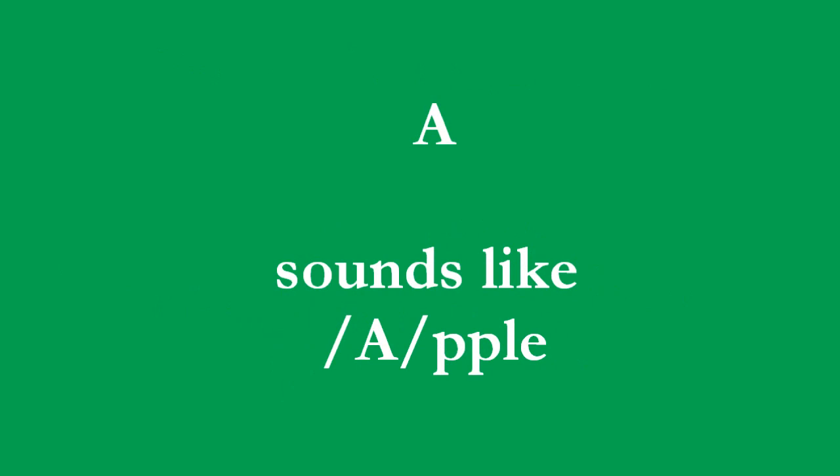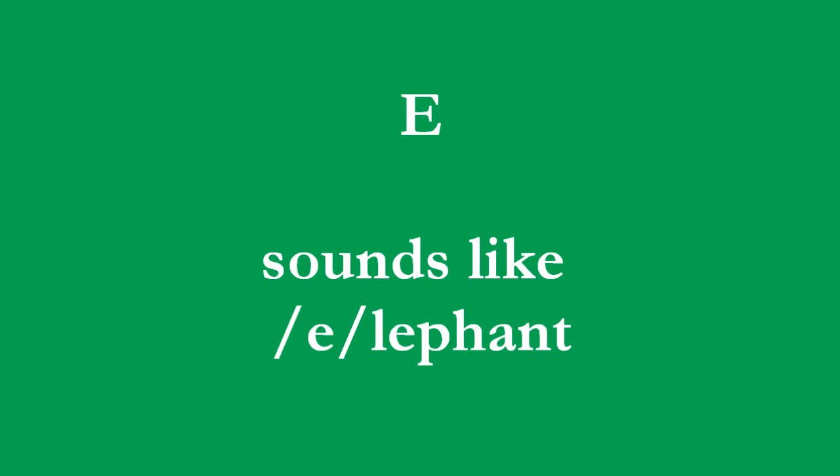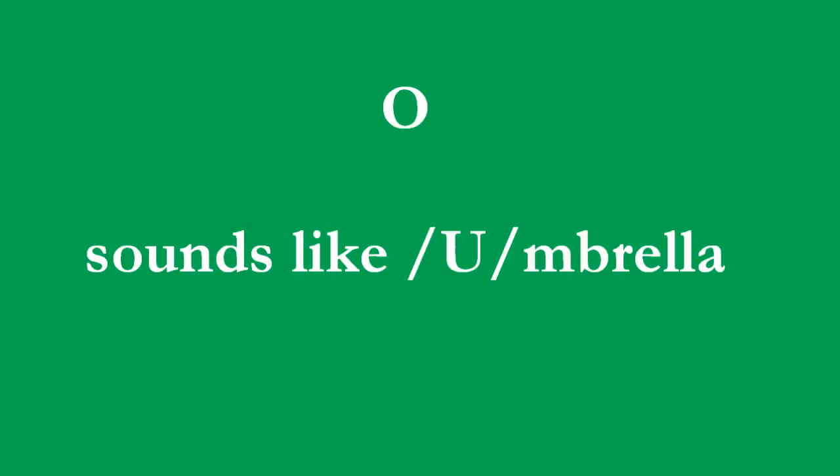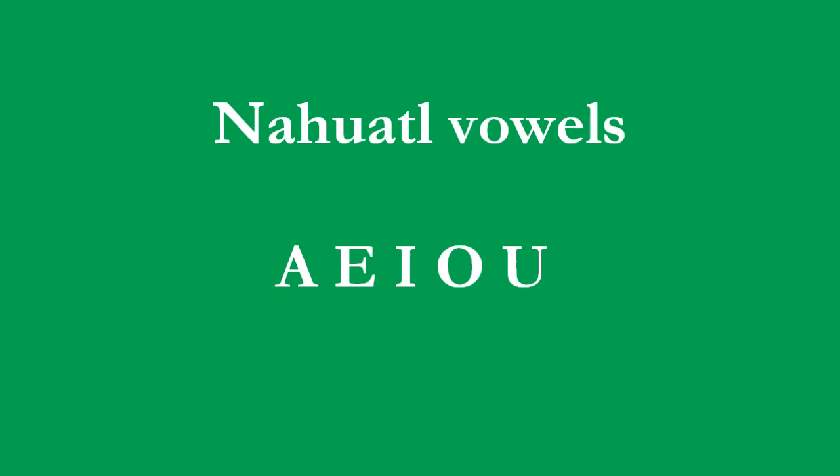A sounds A, as in apple. E sounds E, as the first E in elephant. I sounds E, like the first I in incredible. O sounds O, like the U in umbrella. And finally, U sounds U, like the double O in moon. So basically, this is the pronunciation of the vowels: A, E, I, O, U.